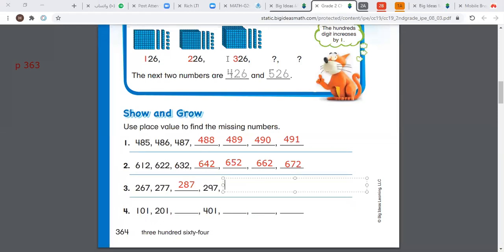Here, if you can't get it, you can make plus 10. 317, plus 10, 327. Here, make plus 10. 7 plus 0 equals 7. 9 plus 0 equals 9 plus 1 equals 10. So write 0 and carry 1. Now we have 1 plus 2 equals 3. 307 plus 10 is 317. 317 plus 10 is 327. Omar Islam, you are an amazing boy.